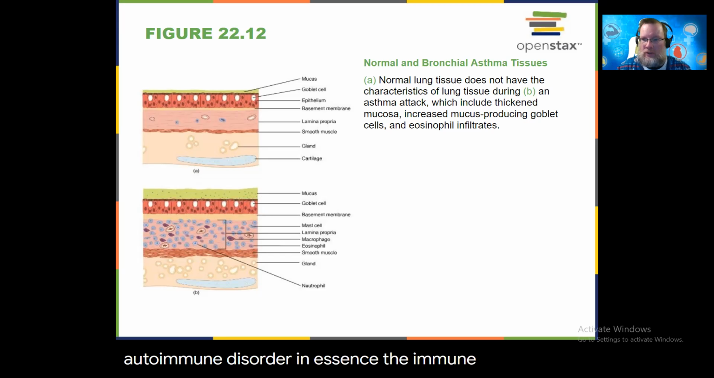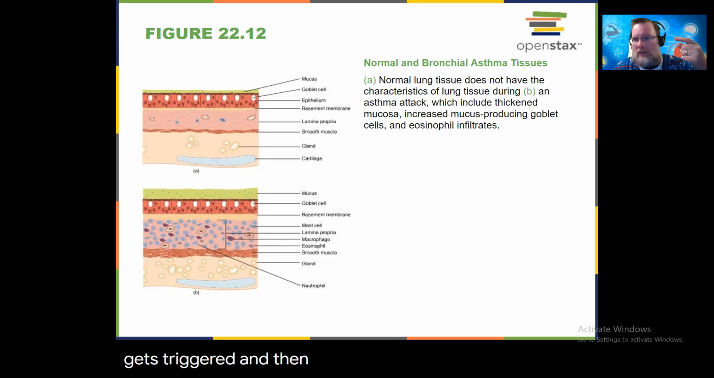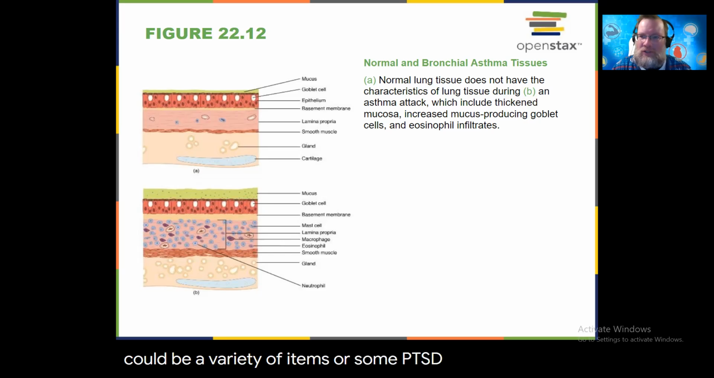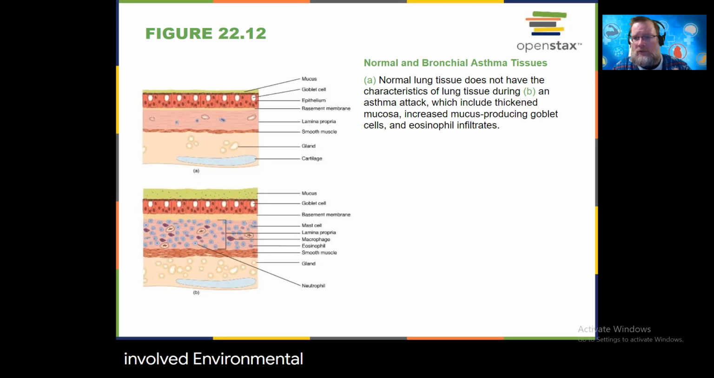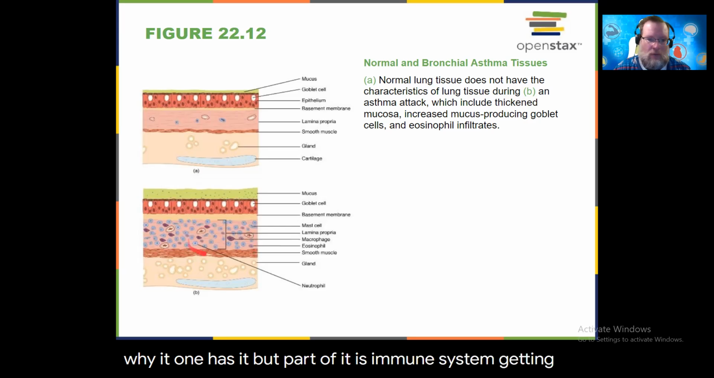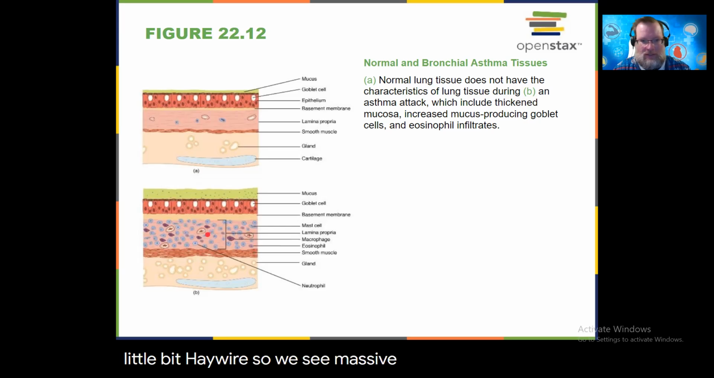The immune system just gets triggered, and we're not sure what triggers it. It could be a variety of items. There's some PTSD potentially involved, environmental factors, in utero factors, genetic factors. There are so many factors in why one has asthma. But part of it is the immune system getting a little bit haywire. So we see mast cells and macrophages, eosinophils, neutrophils. We see something that we don't see up here in normal lung tissue.